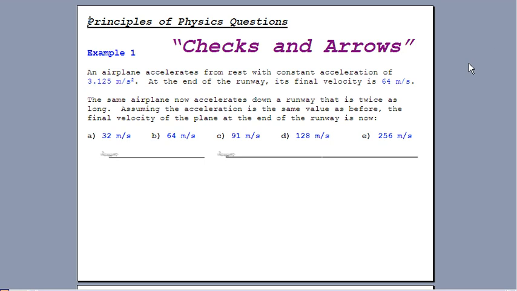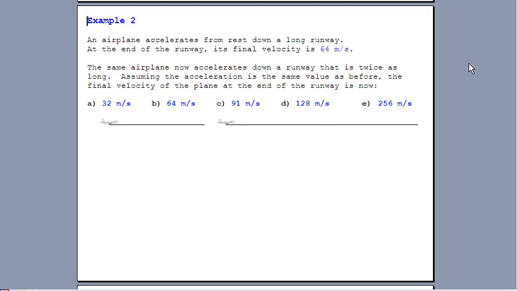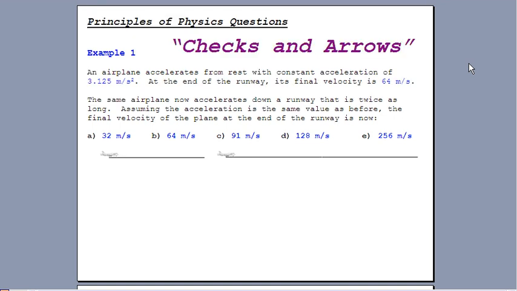This is a booklet where the first two examples look almost identical. It's about an airplane accelerating from rest. In this first example, we're told that it accelerates at 3.125 meters per second squared. And then in the second example, it's the same story, but they don't tell you the acceleration. So let's look at the first one up at the top of the page there.